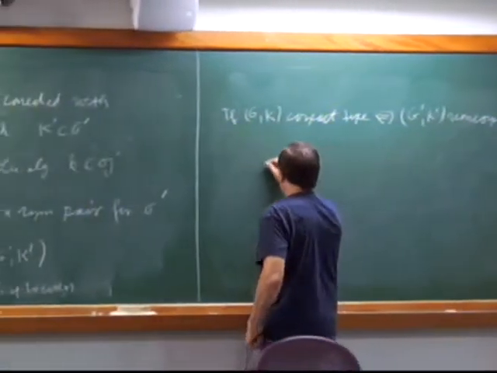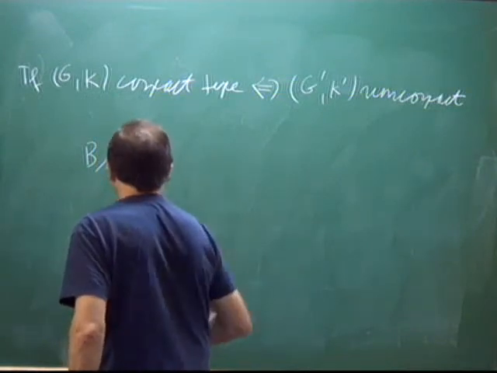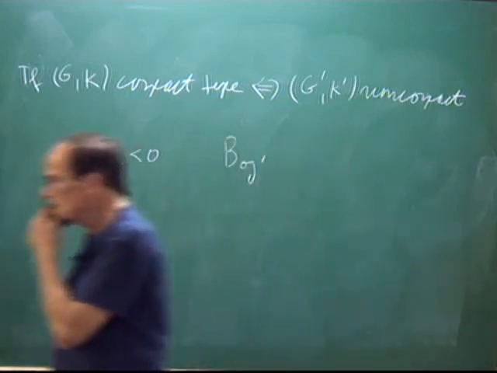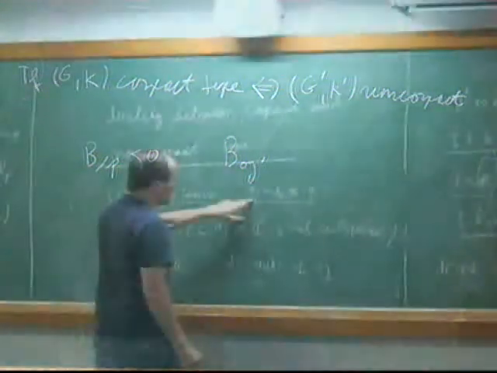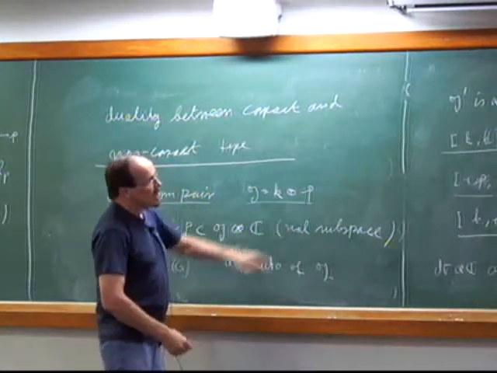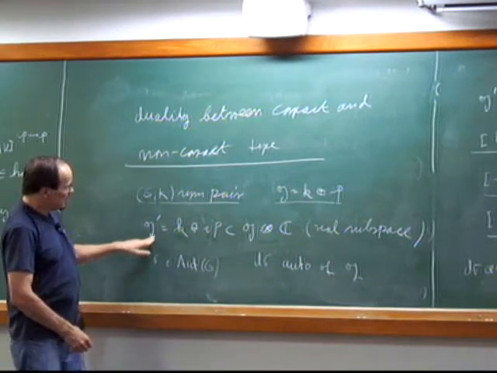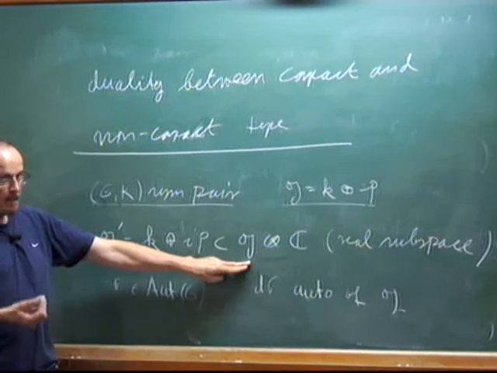Let's say this is a compact type. This means that the Killing form on P is negative. Well, what's the Killing form of G prime? So the Killing form of G itself is negative on K always. Negative on P means compact type. G prime sits inside the complexification. How is the Killing form of the complexification related?